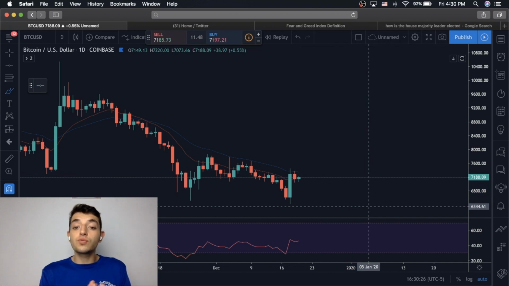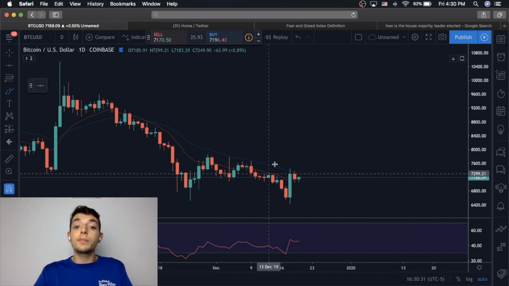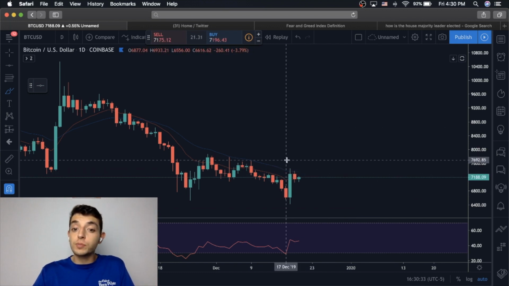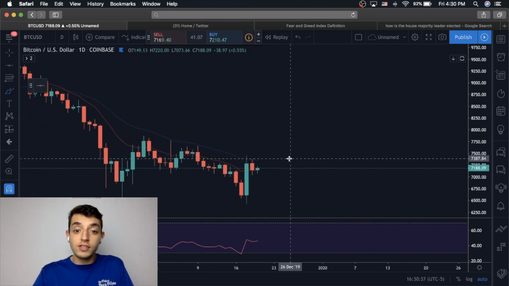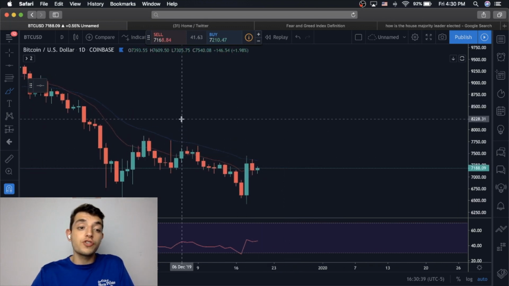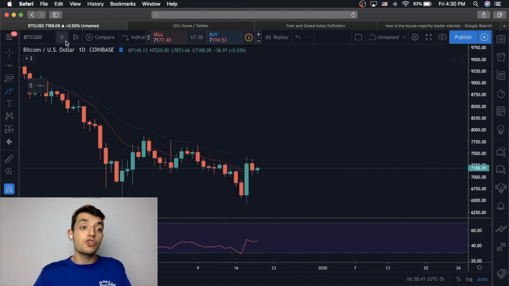So that's what I'm looking out for in Bitcoin. We need price to be trading above the exponential moving averages. We need to basically cross 7,400, 7,500 and change the daily trend.